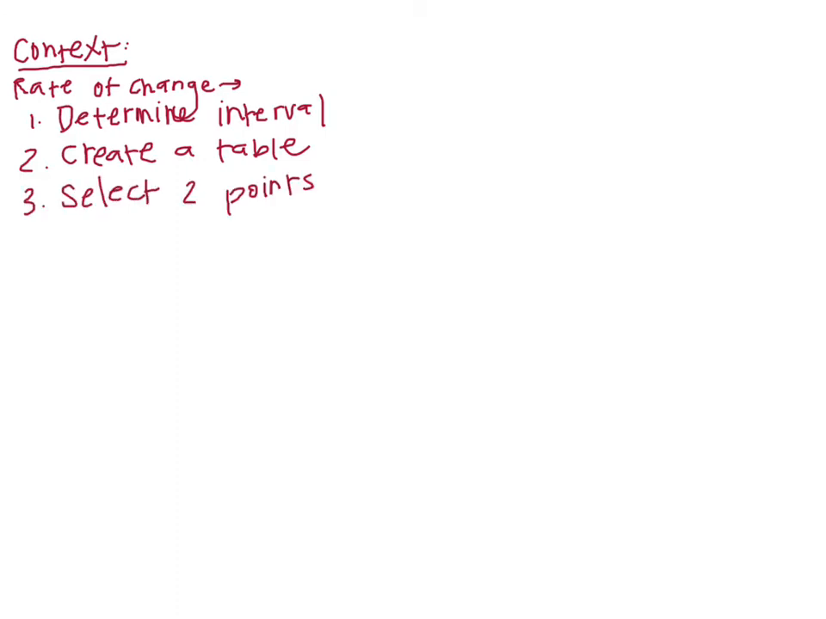After I have my table, I need to select 2 points. If you do your table with 2 points, you'll just use those 2. If you do more than 2 points, you want to make sure you use the 2 points that include your interval. And once you have those 2 points, you can use the slope formula, which is our 4th step. So that's how you find rate of change, and really that's how you're going to find the rate of change for any type of problem.